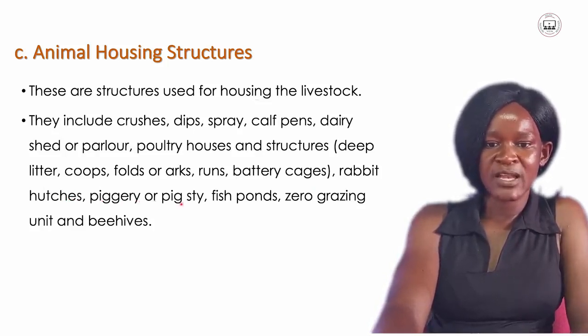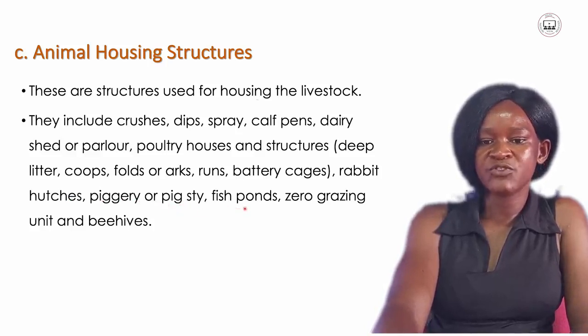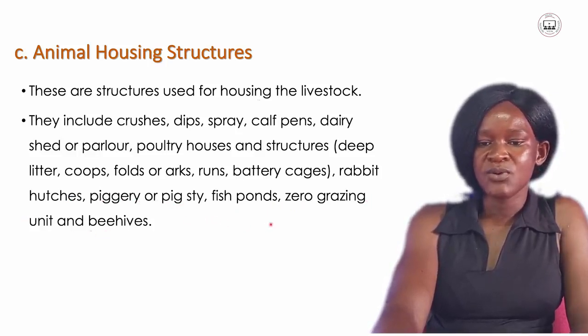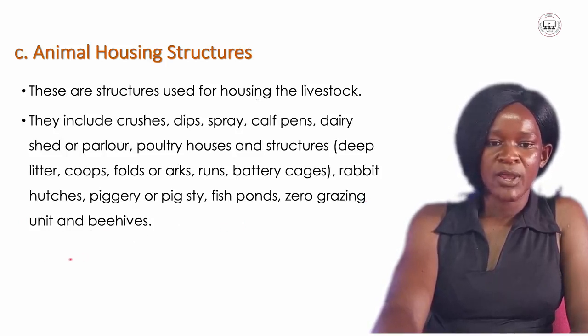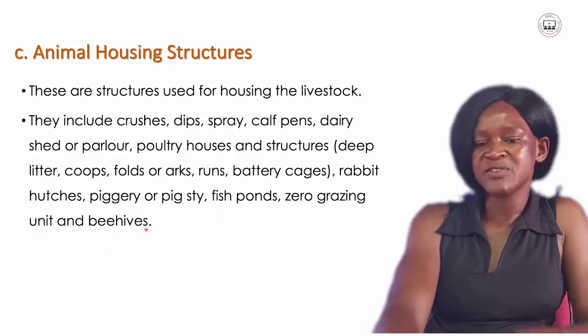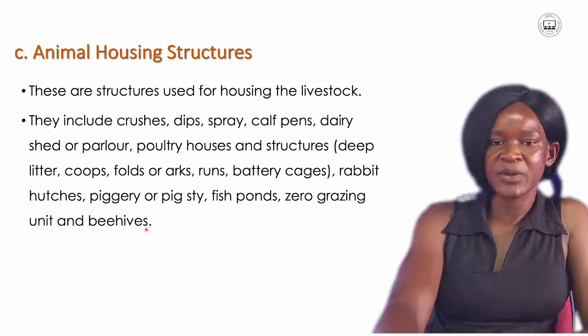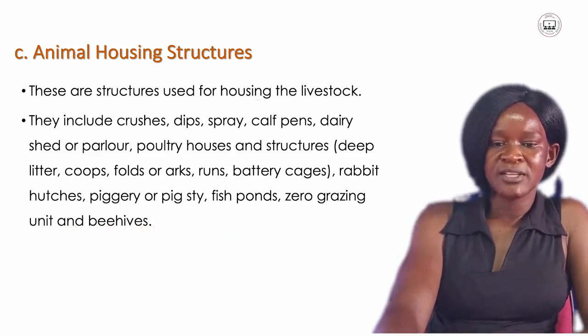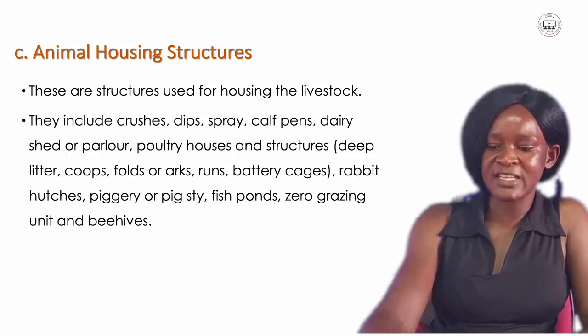Then we have piggery or pig sty. We are talking of the pig house. Fish pond, where we keep fish. Zero grazing unit. We are talking of the place where we plant the pasture for animals. Then last we have the beehives where we keep the bees. Here are the pictures displayed showing different animal housing structures.